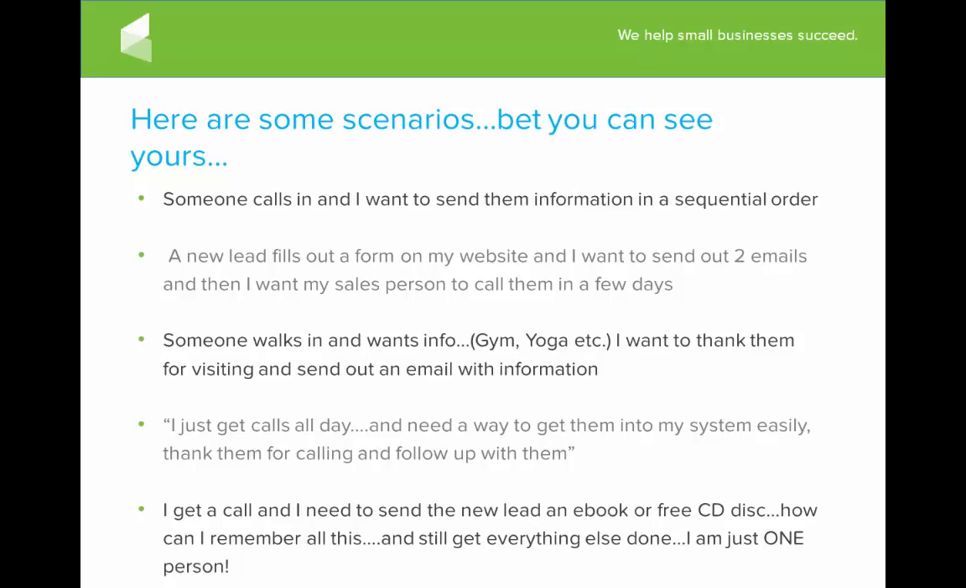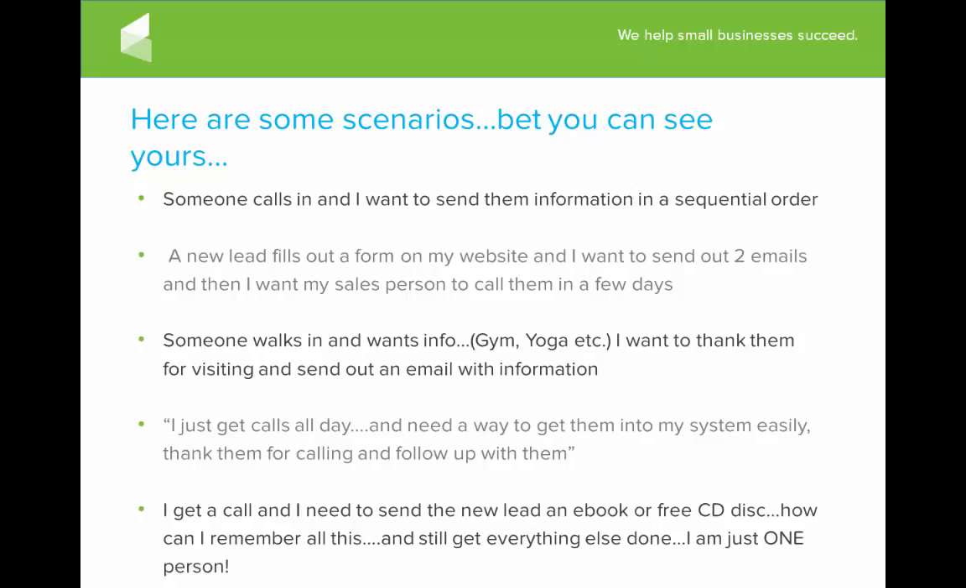So the first one says, someone calls in and I want to send information to them in a sequential order. So somebody calls in, I fill out a form, and I want them to receive emails in a very specific order and timed very precisely. Or someone walks into my gym, and I want to thank them for visiting and send them out information. So there's different information that needs to be collected there and information that I would like to send out. And then the very last one says, I got a call in, I need to send the new lead an ebook or a free CD.